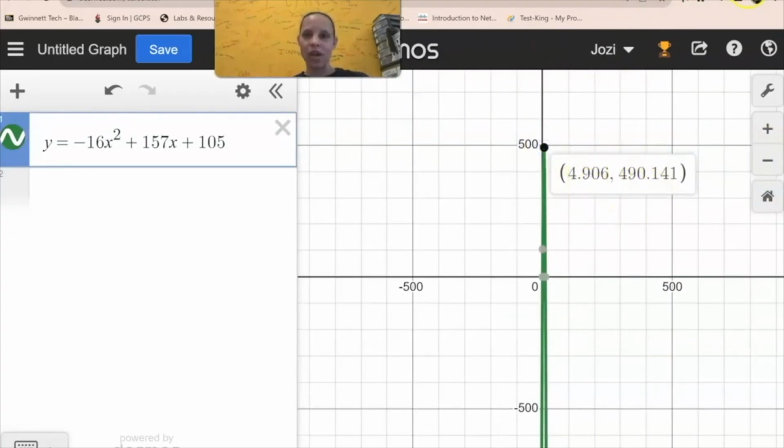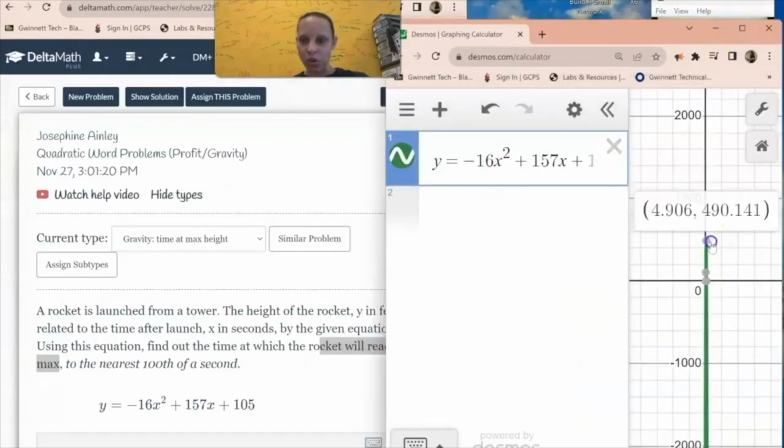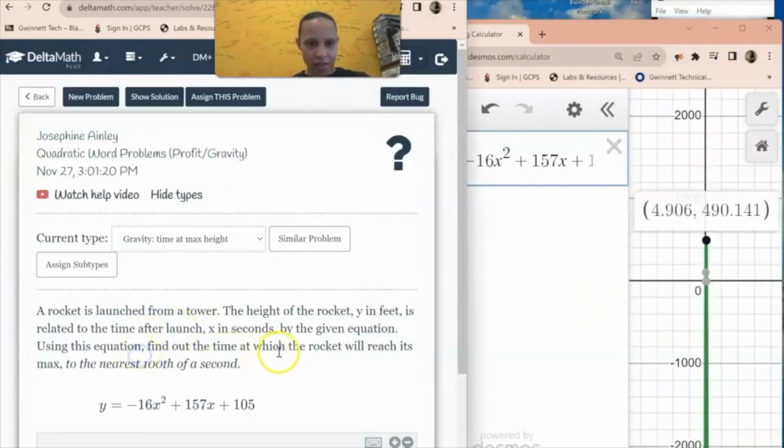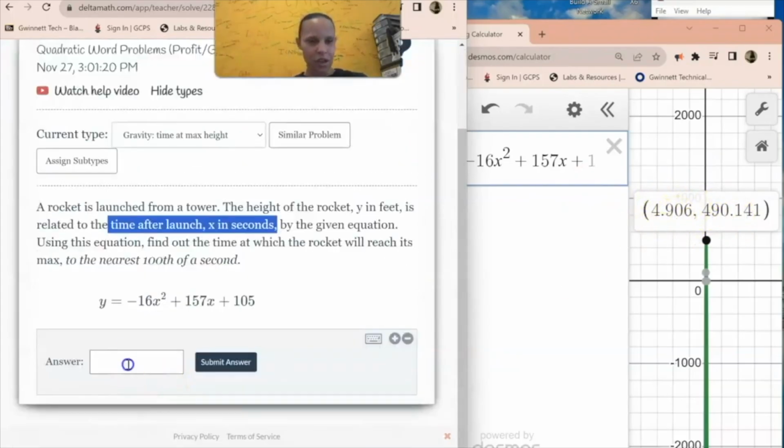So remember, you have to read the question, right? What was the question asking you? It said the time for it to get to the max. So time is which value? X. I have two possible values right now. So what is the time? The x value, 4.906. Now, if there's any rounding, this is where we have to round.